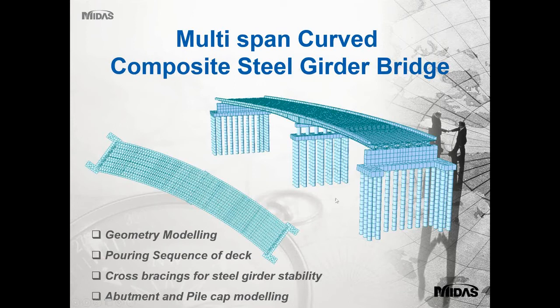Then pouring sequence is very critical for multi-span composite steel girder bridges, because the way you start pouring the deck on the steel determines the locked-in stresses in the steel and also the deformations during the construction stage. Then another important aspect is the cross bracing involved for the curved bridges for providing stability to the steel girders. So we generally provide cross bracings at certain intervals along the span, and provide lateral stability to the girders.